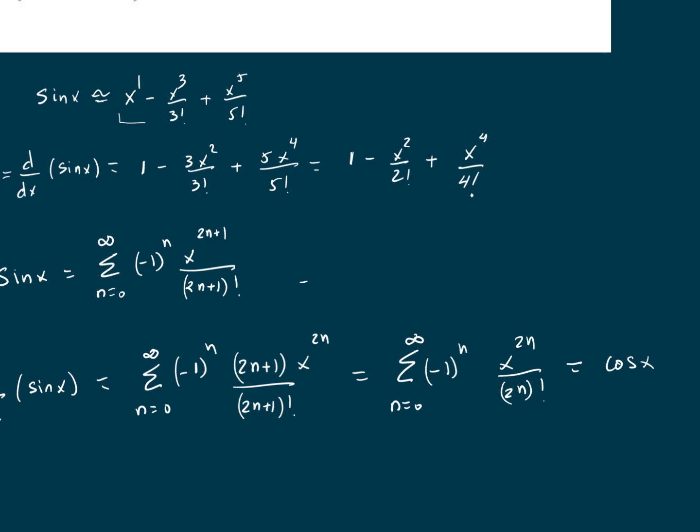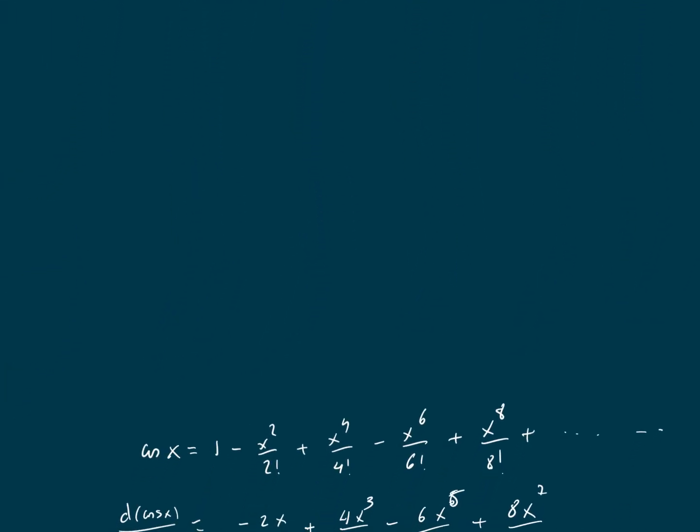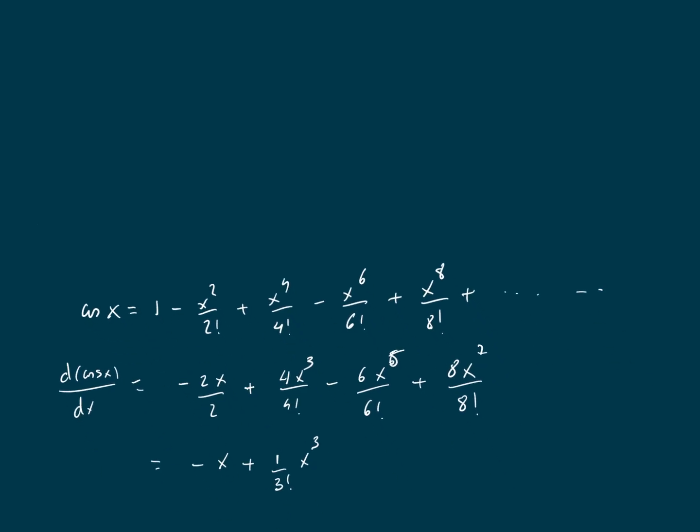In case you don't feel comfortable with summation notation, you don't have to do it like this. You can do it, for example, like this. You express cosine of x as the Maclaurin polynomial, so it will be 1 minus x squared divided by 2 factorial, plus x to the 4 divided by 4 factorial, minus x to the 6 divided by 6 factorial, plus x to the 8 divided by 8 factorial. And the derivative of cosine of x is minus sine of x. So the derivative of 1 is 0. The derivative of x squared is 2x. The derivative of x to the 4 is 4x cubed divided by 4 factorial. The derivative of x to the 6 will be 6x to the fifth divided by 6 factorial. And the derivative of x to the 8th power will be 8x to the 7th divided by 8 factorial.